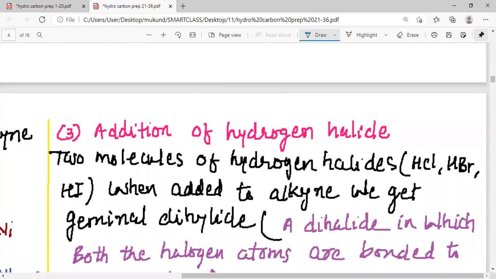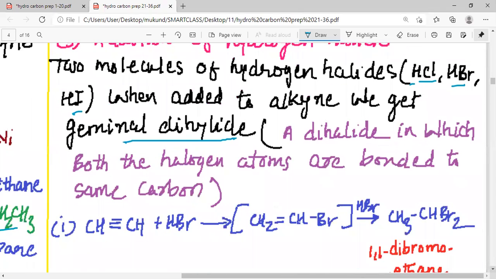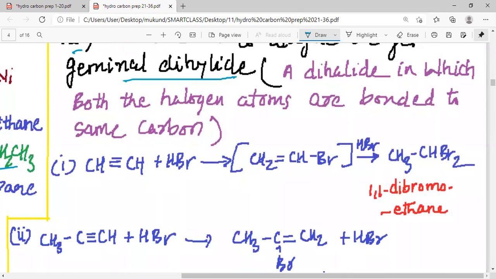which is the addition of hydrogen halide. Two molecules of hydrogen halide like HCl, HBr or HI, when added to the alkyne, give a geminal dihalide. Now please remember, here we have another type of dihalide known as the geminal dihalide. What is a geminal dihalide? A dihalide in which both the halogen atoms are bonded to the same carbon. This type of dihalide is known as the geminal dihalide.